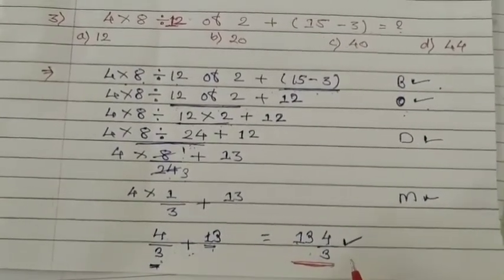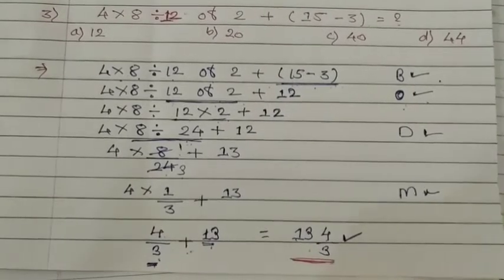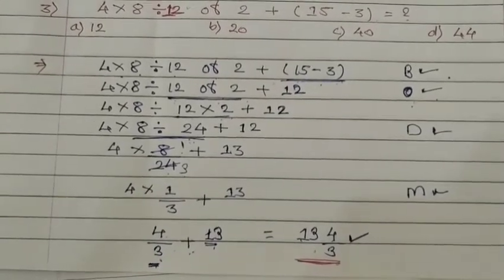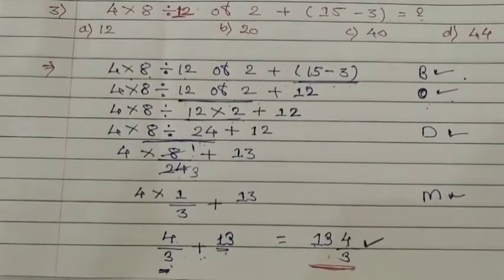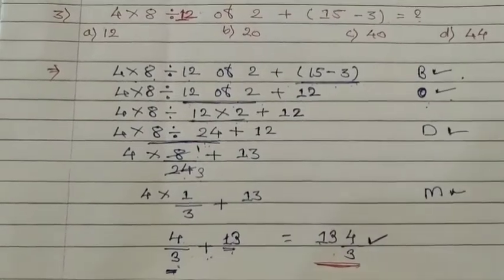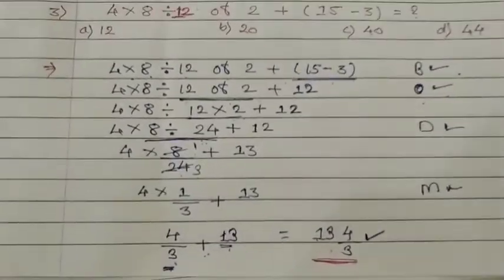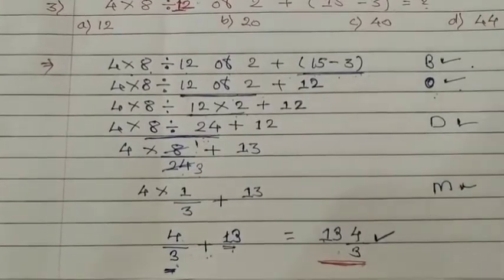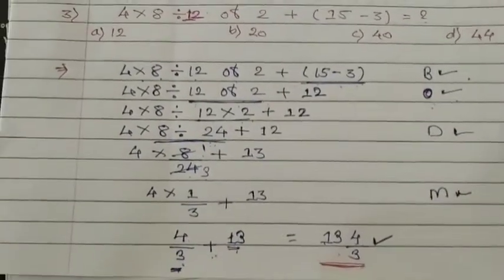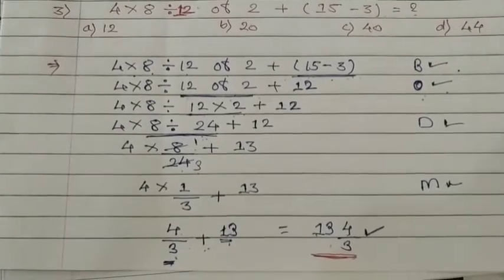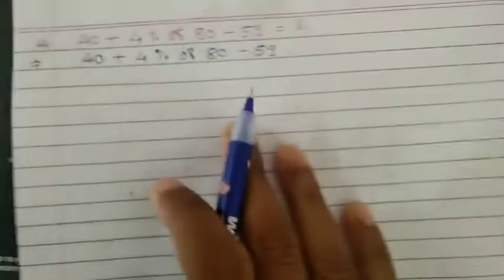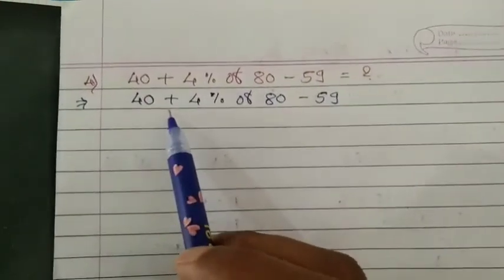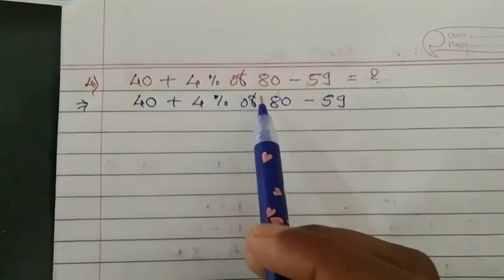Okay students, are you understand? Firstly bracket, then O stand for of. Is there of present? If as, firstly of solve, then division, then multiplications, then additions, then subtractions. Okay student, so let us move on next question. Fourth number: 40 plus 4% of 80 minus 59.